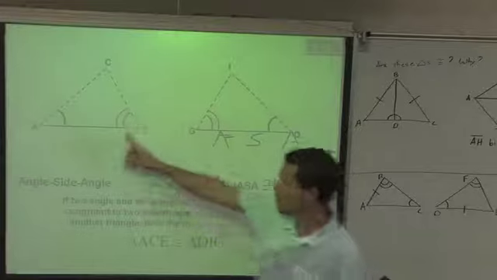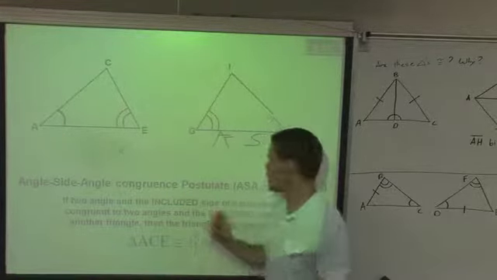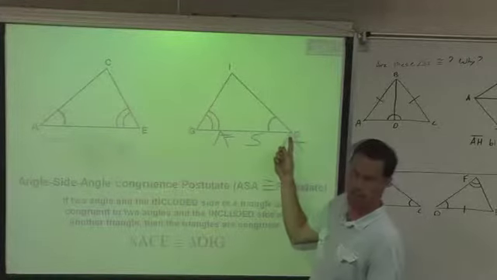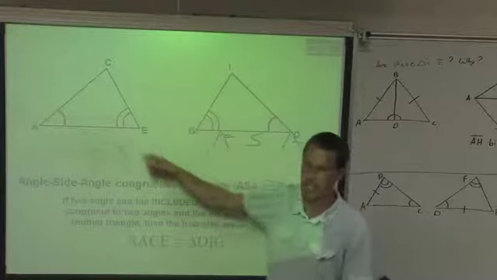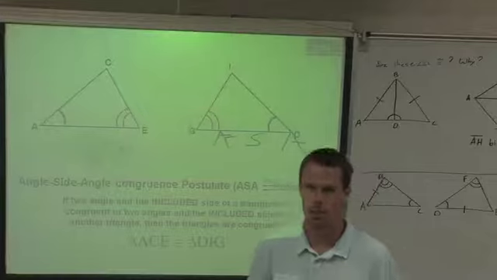In this picture now, triangle ACE is congruent to triangle DIG. A matches D, angle to angle. I matches C, G matches E, the angle to angle. So, this is the angle-side-angle congruence postulate.